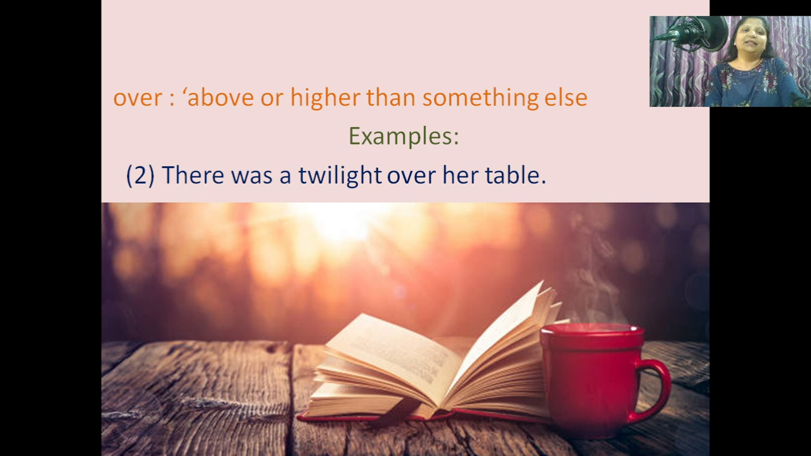Next, there was a twilight over her table. So twilight means the soft glowing light from the sky. So here you can see in the picture the whole table is covered with a twilight. So here you can use over.